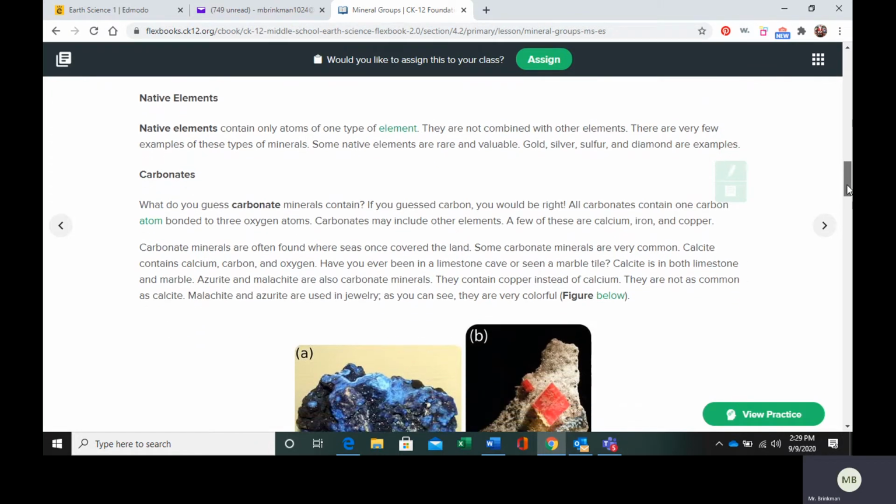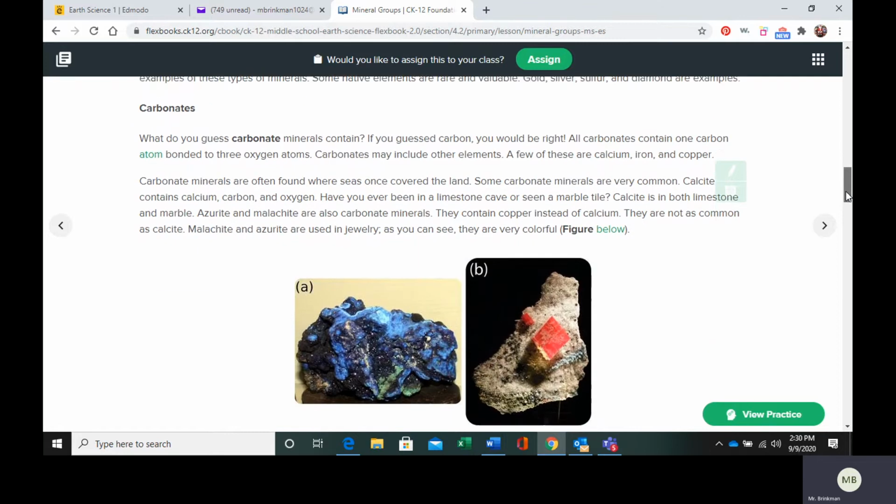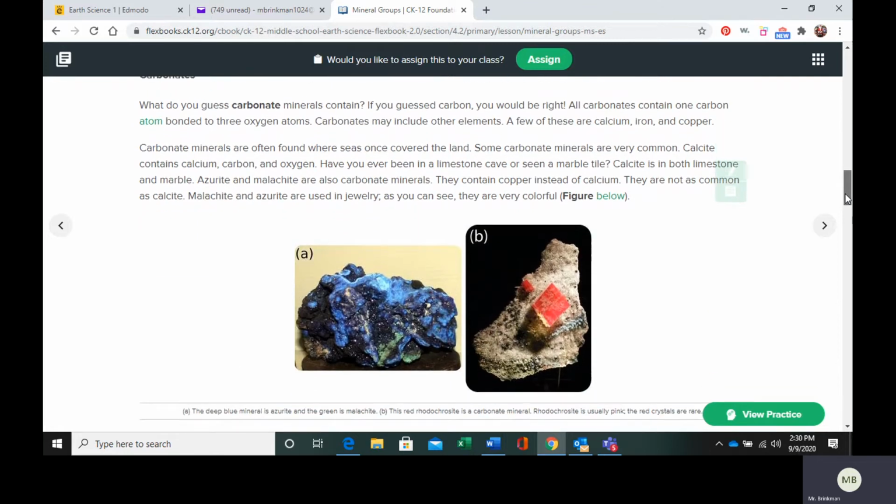Native elements are ones that are formed from only one type of atom. So these are gold, silver, sulfur, and diamond. Carbonates contain carbon, and they specifically contain a carbon atom bonded to 3 oxygen atoms. Some carbonates include other elements such as calcium, iron, and copper. Carbonate minerals are often found where seas once covered the land, and some carbonate minerals are very common.